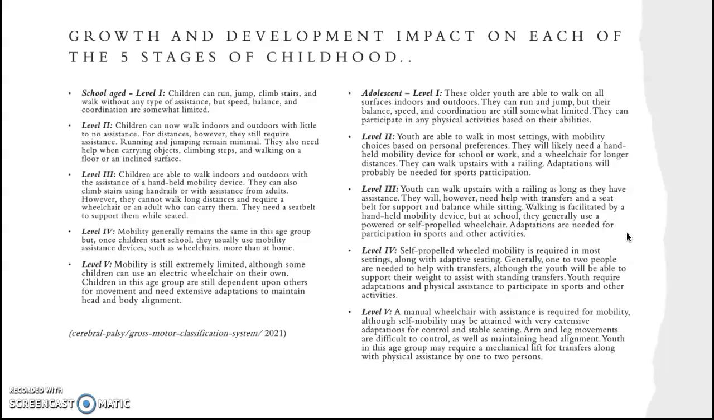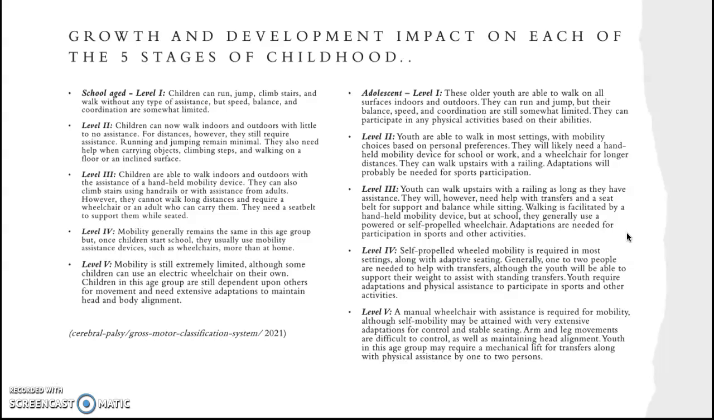For the adolescent and the level 1 category, they're able to walk on all surfaces, indoors and outdoors. They can run and jump, but their balance, speed, and coordination are still somewhat limited. They can participate in any physical activities based on their abilities. Level 2, they're able to walk in most settings with mobility choices based on personal preferences, so things need to be kind of tailored to them. They will likely need a handheld mobility device for school or work and a wheelchair for longer distances.